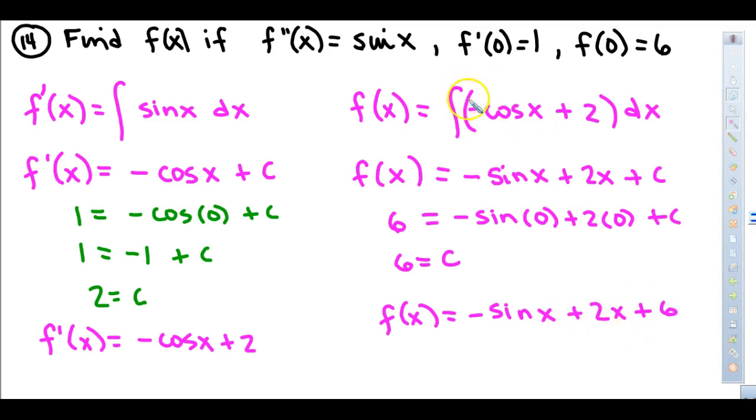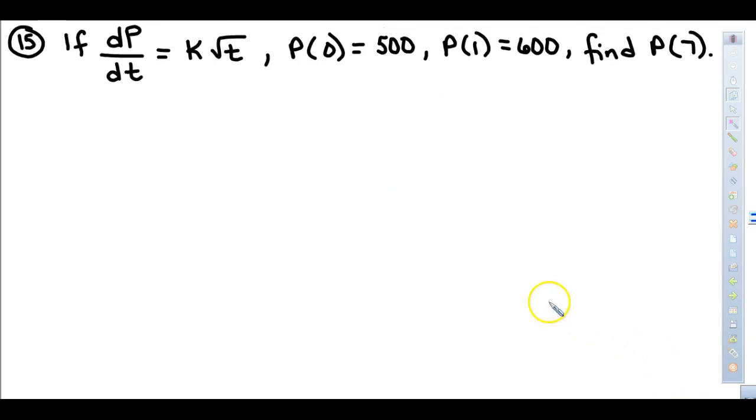Okay? So with these you can tell that you are going to have to do the whole finding c thing first and get all the way back to f of x, because you're starting with f double prime and you're just going backwards now. Okay? Alright, just a couple more, 15 and 16, and we are done. Okay? This is a nice little problem.